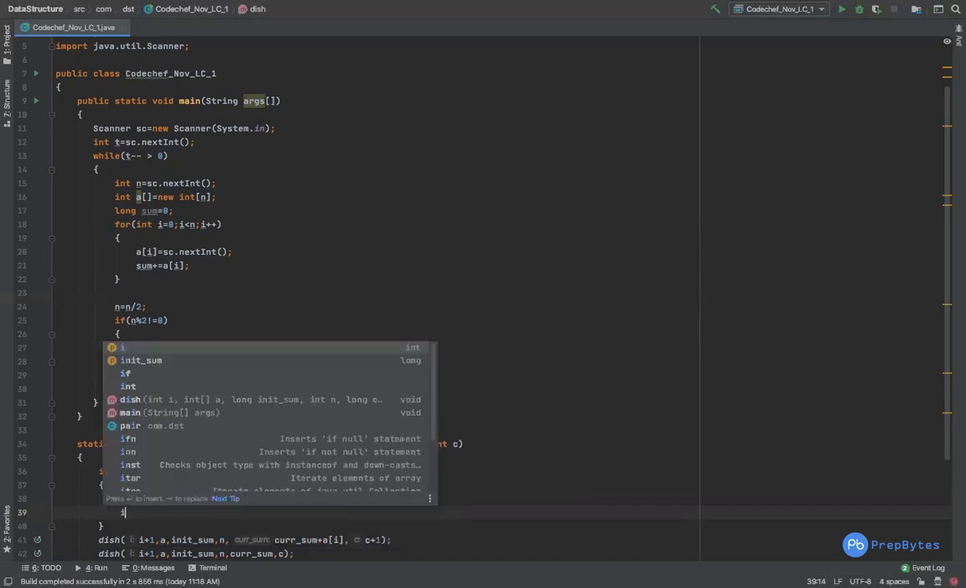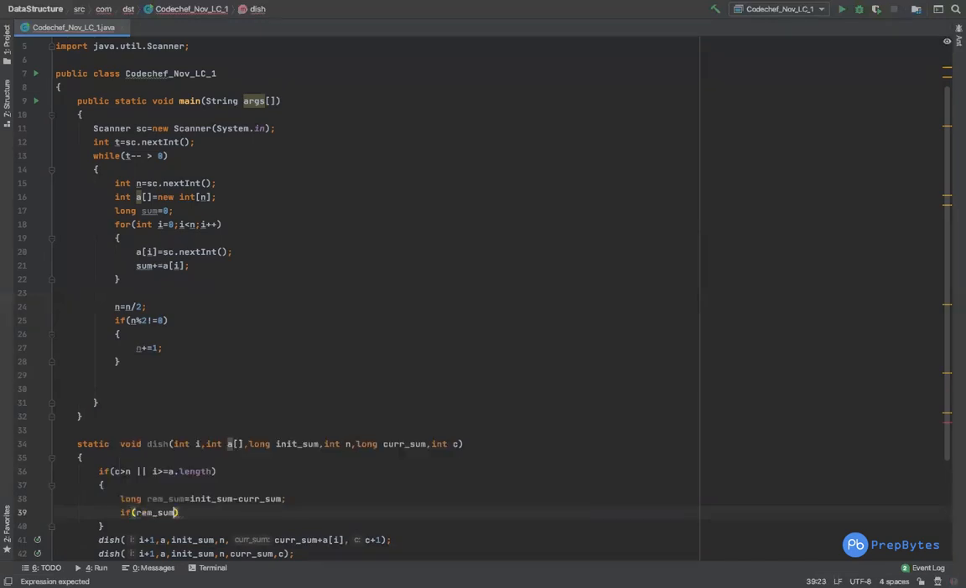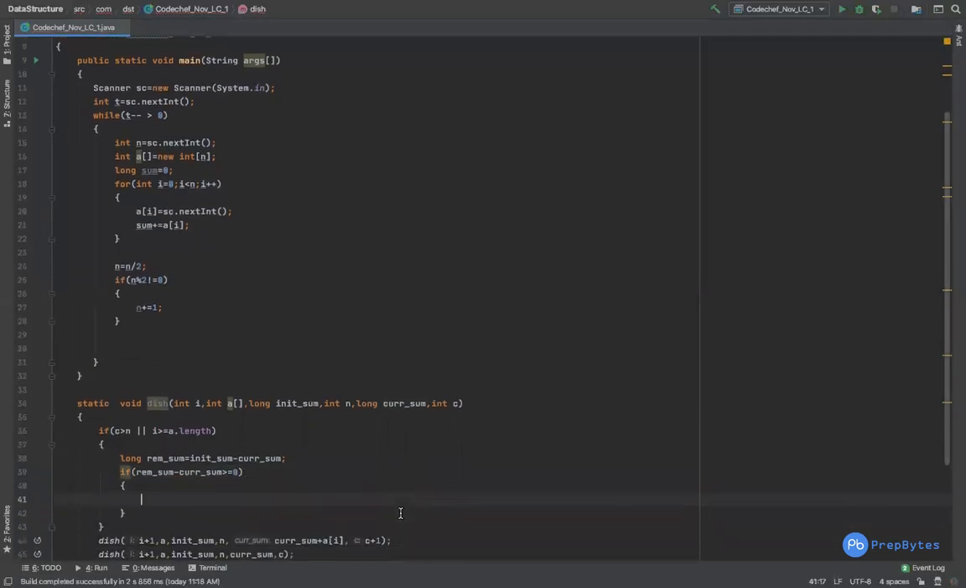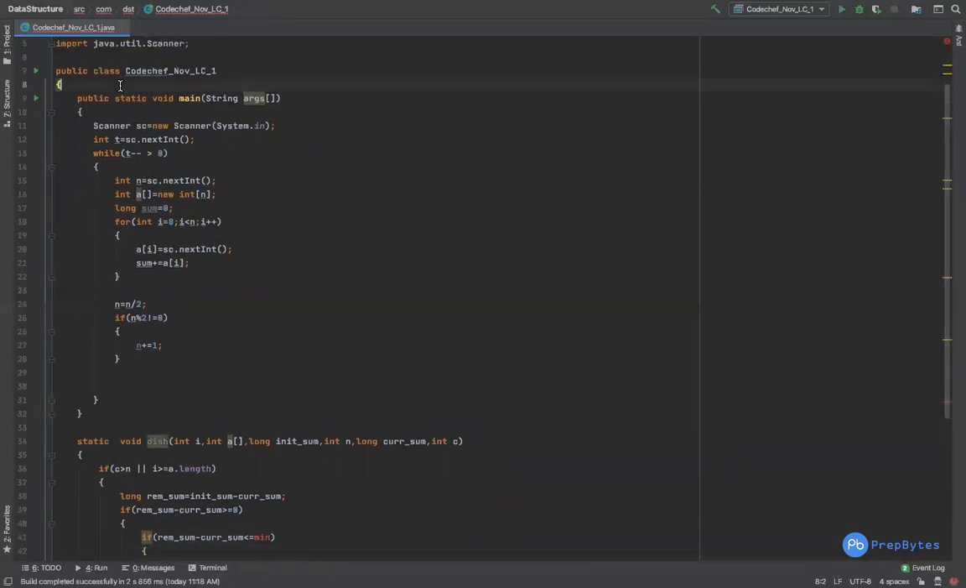Now if this remaining sum minus current sum is greater than or equal to 0, because minutes can be 0 or greater than 0. Time cannot be negative. So we will check whether remaining sum minus current sum is less than or equal to some min element. We will take a global variable to store the min. Let's take a global variable which we will update for each test case.